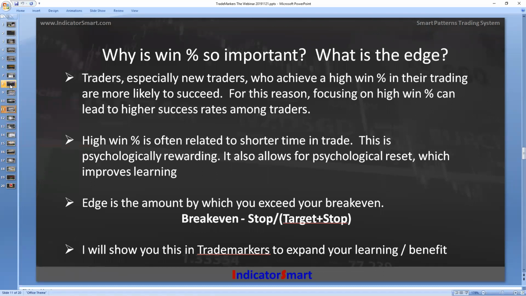So edge, we were talking about that a minute ago. Edge is the amount by which you exceed your break even. You take the stop size that you're using, and you divide that by target plus stop, and you subtract that from your win percentage. That is the amount by which you exceed break even. Stop over target plus stop. We'll look at that also in a minute in TradeMarkers.